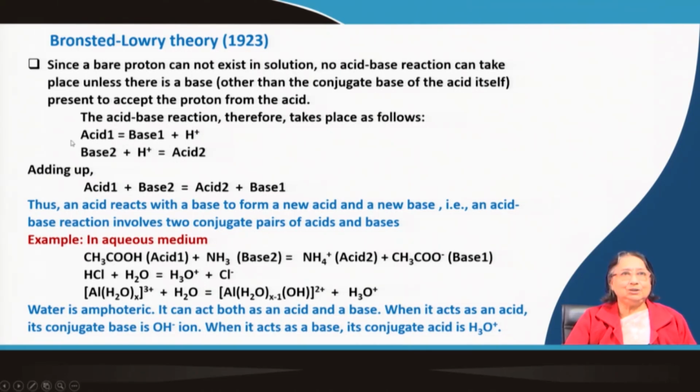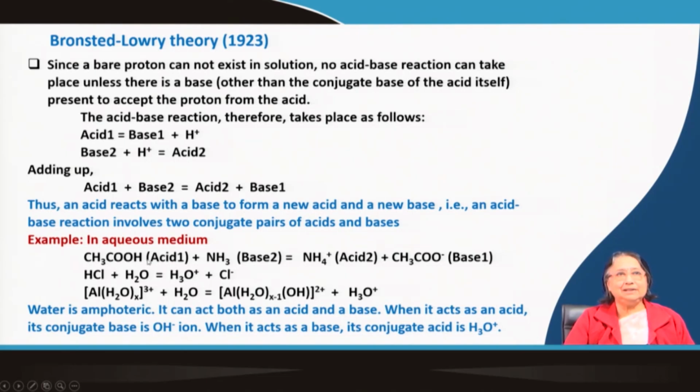So, here it is shown that acid 1 gives a base 1. So, acid 1 gives a proton to form its conjugate base, and another base should be there which can take up a proton to form an acid. So, if we add these two equations, then we will see acid 1 plus base 2 gives acid 2 plus base 1. Thus, an acid reacts with a base to form a new acid and a new base, that is, an acid base reaction involves two conjugate pairs of acids and bases.